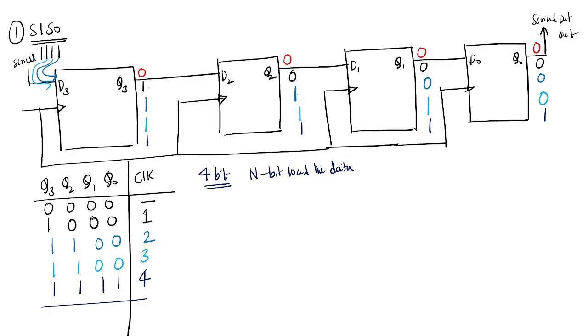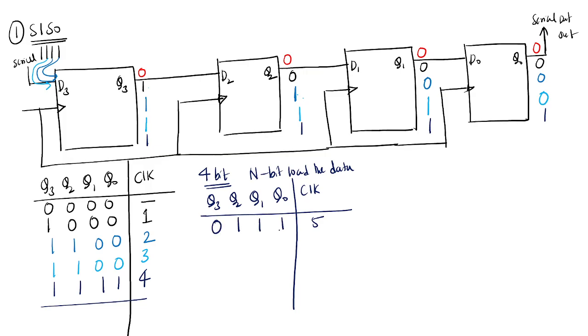Next, shifting means, again I am drawing. So let us take Q3, Q2, Q1, and Q naught, and next you have the clock. At the fifth clock pulse, what happens? Q3 will be zero, 0, 1, 1, 1, the shifting operation. At the sixth clock pulse, 0, 0, 0, 1, 1. At the seventh clock pulse, 0, 0, 0, 0, 1. And at the eighth clock pulse, what happens? All will be zero.